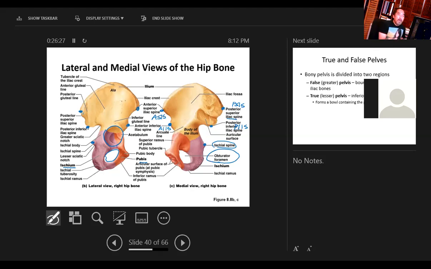Now I'm going to look at this notch. This notch between PIIS and ischial spine. That's one notch. Then there's another notch here. Okay, this notch is called the greater sciatic notch. Your sciatic nerve passes through that notch. And then the one at the bottom is smaller. So I'm going to call it lesser sciatic notch.